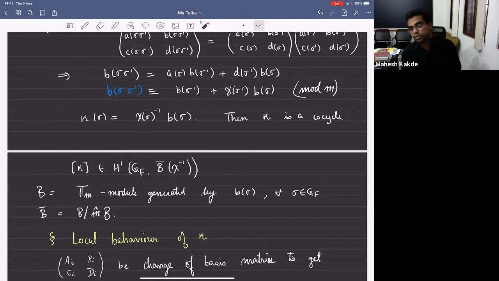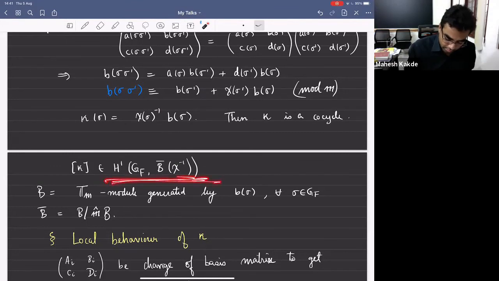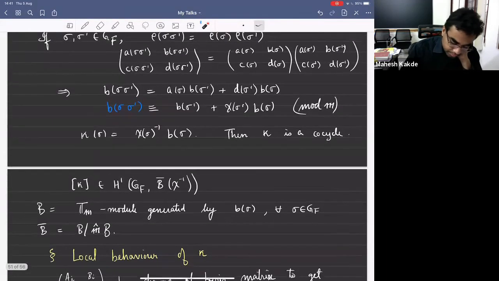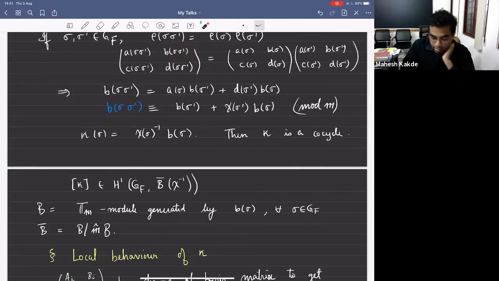So I'll say what B bar is. And I can take its class in the cohomology. So I get a Galois cohomology class. So what is this module B? This is just the Tm module generated by all the values of these upper right hand entries. So I take all these upper right hand entries and I take the Tm module generated by them.